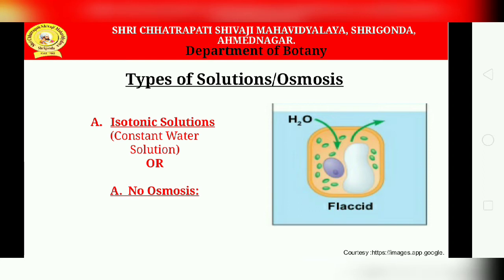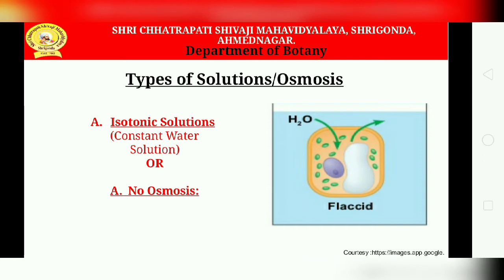There are various types of solution and types of osmosis, so we are going to study both of these simultaneously. The osmotic movement of solvent in a cell depends upon the external conditions of the cell. The first type of solution is the isotonic solution.